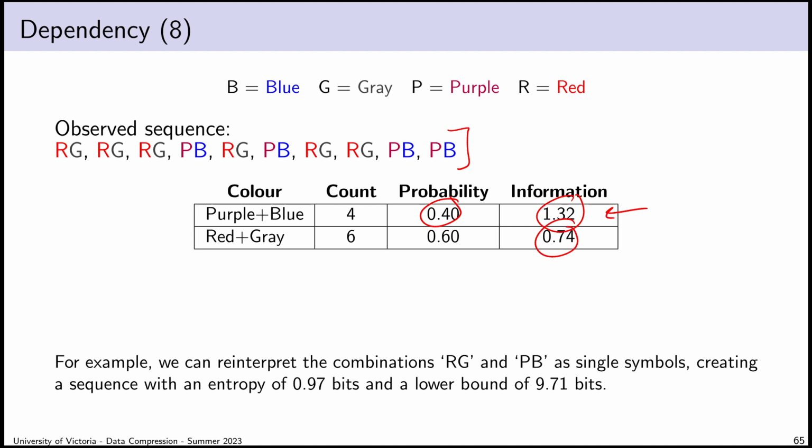The total entropy of this sequence, interestingly, is less than 1 bit per symbol, 0.97 bits, and the lower bound is 9.71 bits. So indeed, I might be able to find a way of representing the whole sequence using 10 bits. Let's see if we can come up with one. How about this? I'll use a 0 to represent the purple-blue car and a 1 to represent red-gray. So that means we've got 1, 1, 1, 0, 1, 0, 1, 1, 0, 0.